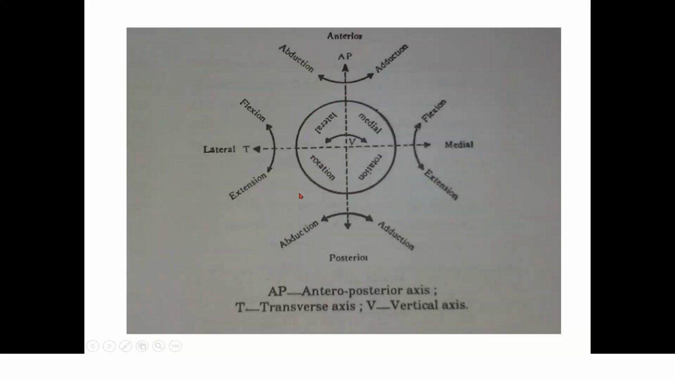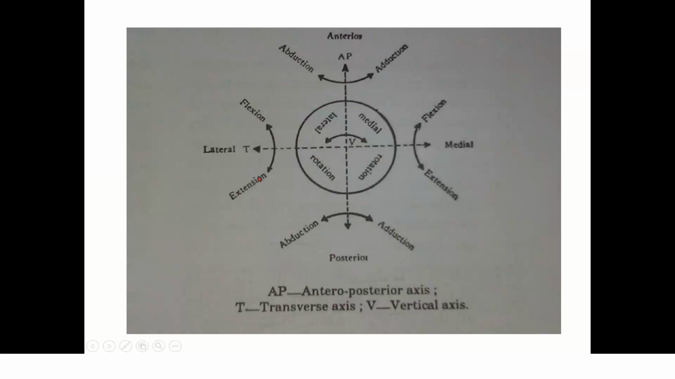Now, these are the three basic axes around which the movement occurs. You can see here AP, anterior-posterior axis, around which there occurs abduction and adduction. Abduction is the movement away from the body. Adduction is movement towards the body. For this, the axis is anterior-posterior axis.